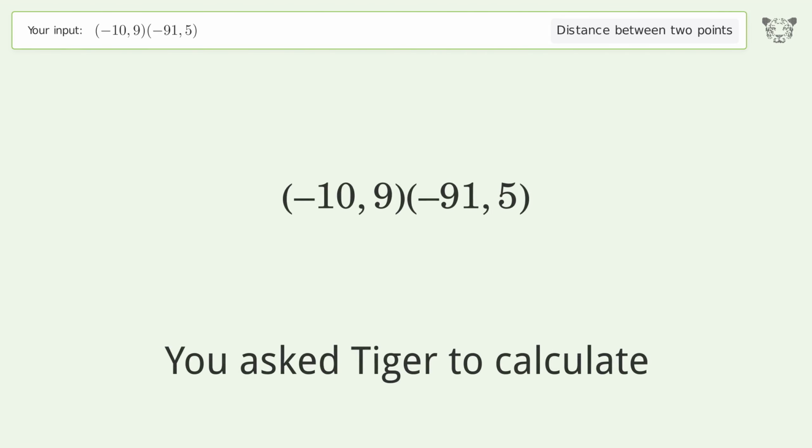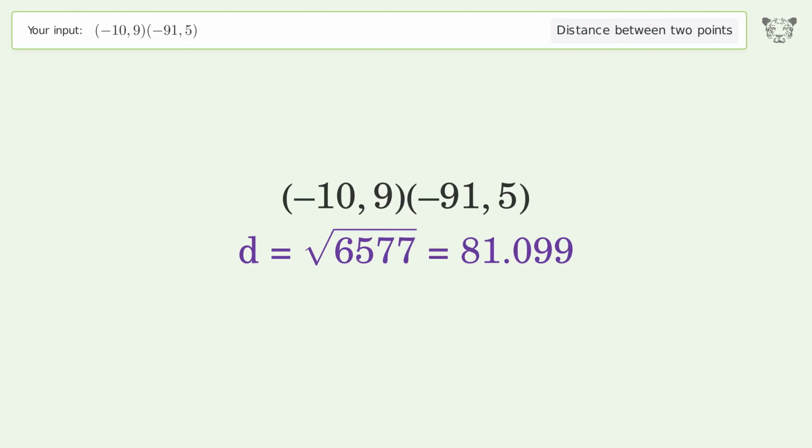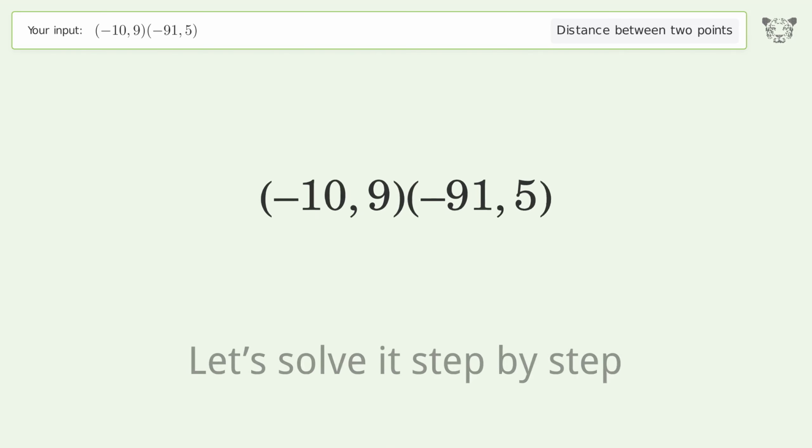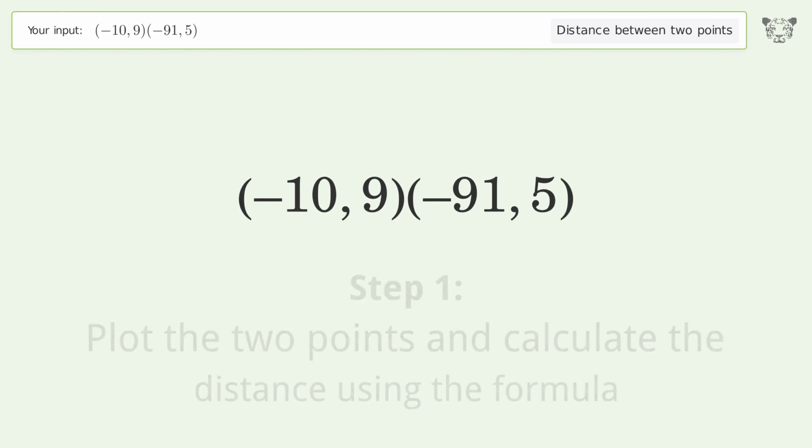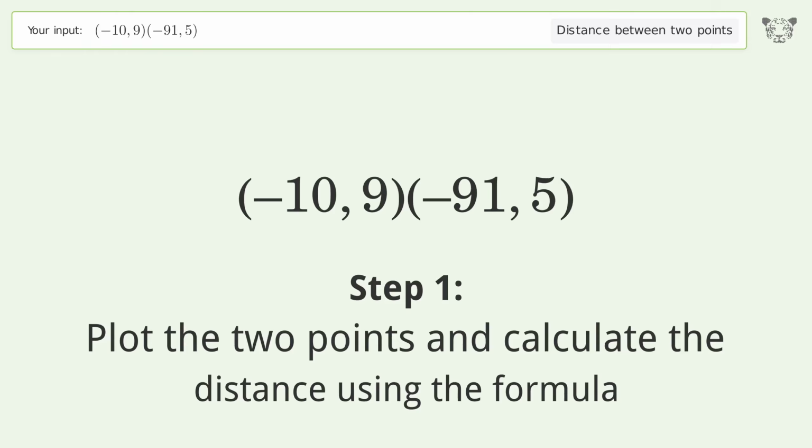You ask Tiger to calculate. This deals with the distance between 2 points. The distance between the 2 points is the square root of 6,577, or 81.099. Let's solve it step by step. Plot the 2 points and calculate the distance using the formula.